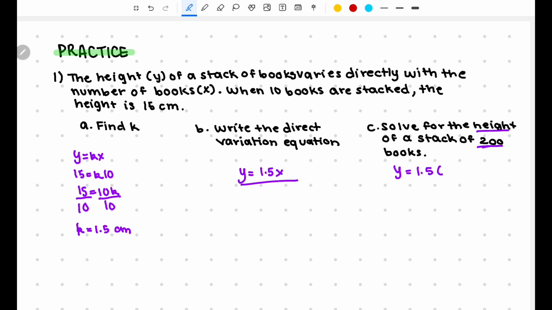1.5 times 200. And we get y is equal to 300 centimeters.